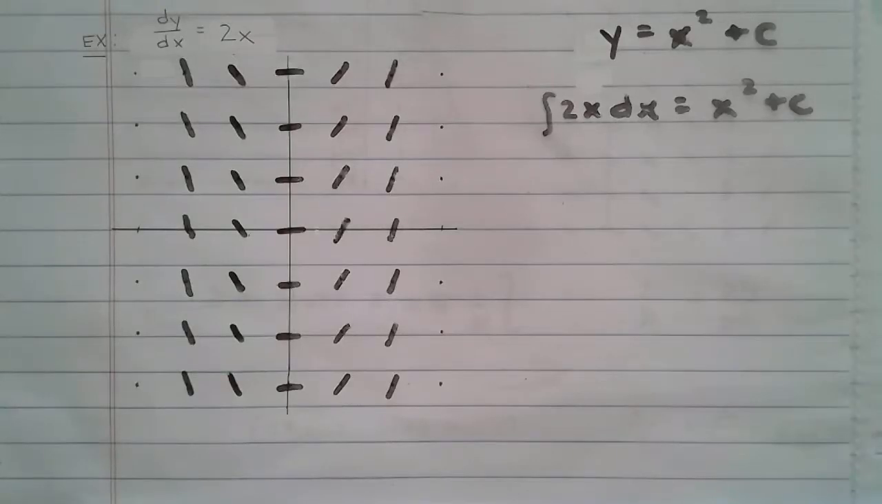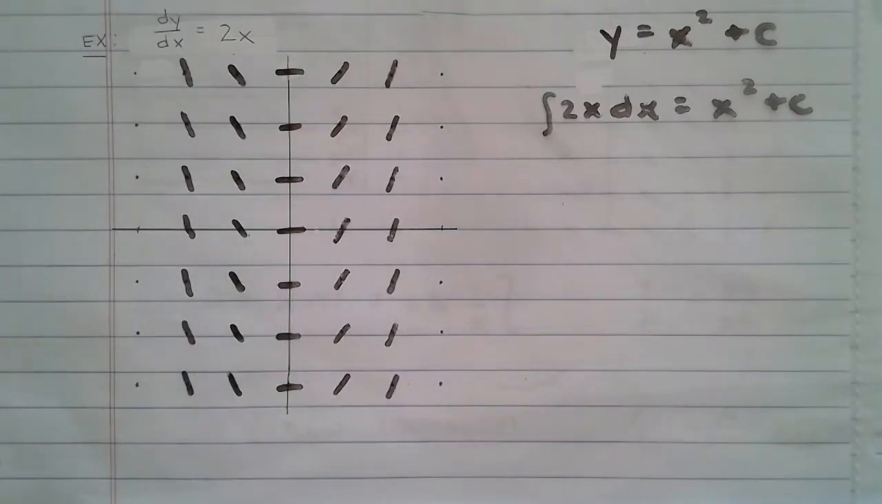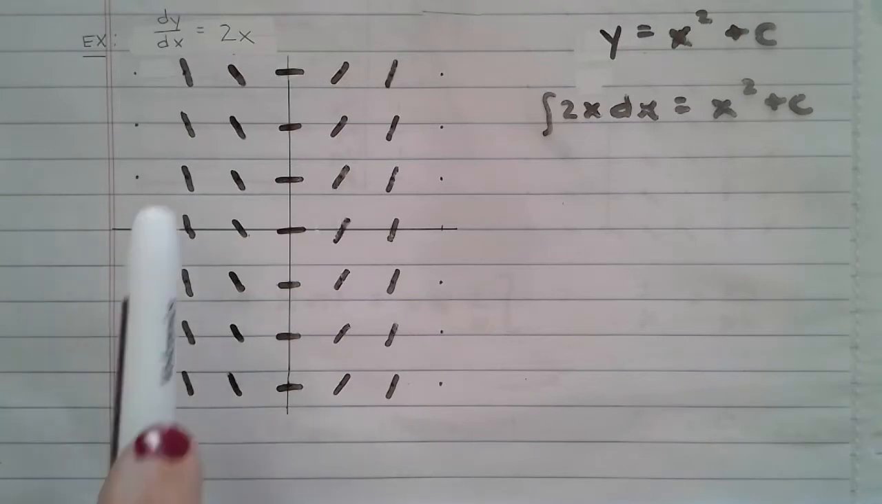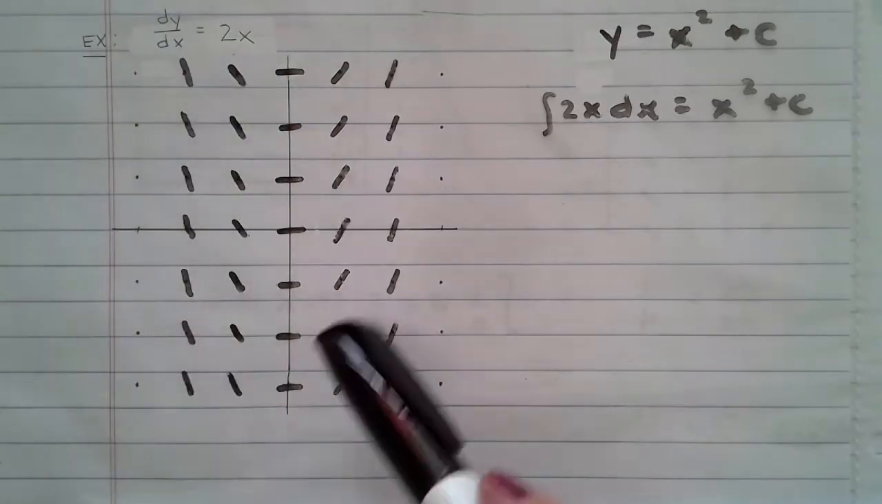So in this video, we're going to talk about Euler's method. But before I do that, I want to go back to one of the problems that we had done in the last video. We did a slope field for the derivative of 2x, dy/dx equals 2x. And we said, oh, it looks kind of like parabolas.